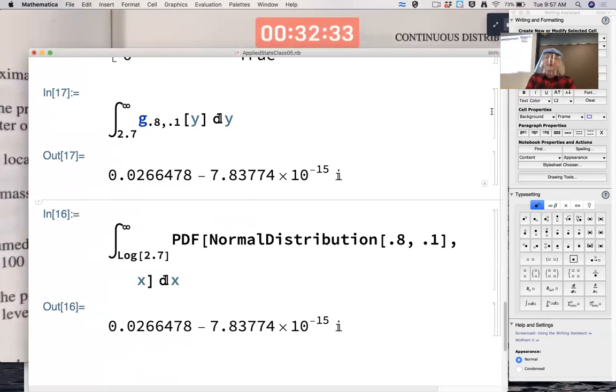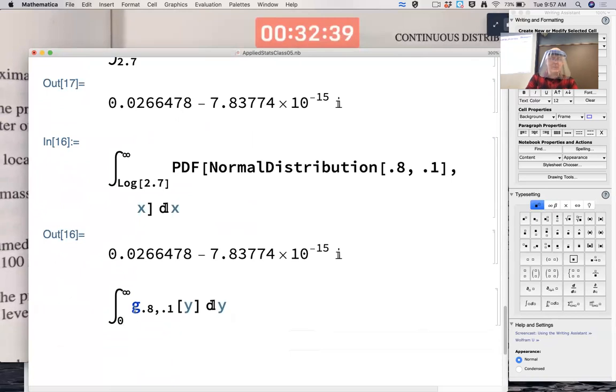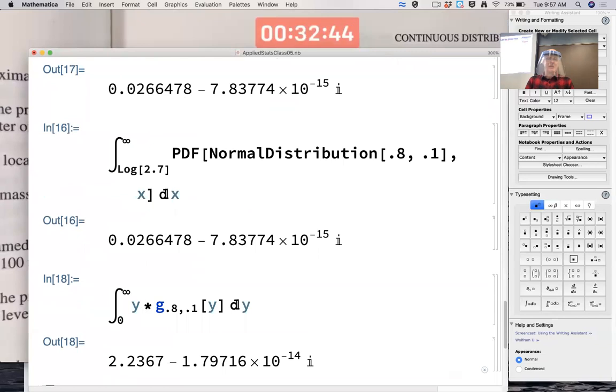Yeah, the mean of y in this situation, although I'd have to start at zero, you'd want to multiply by y. The mean, 2.2367, but that's not the same either, was it?